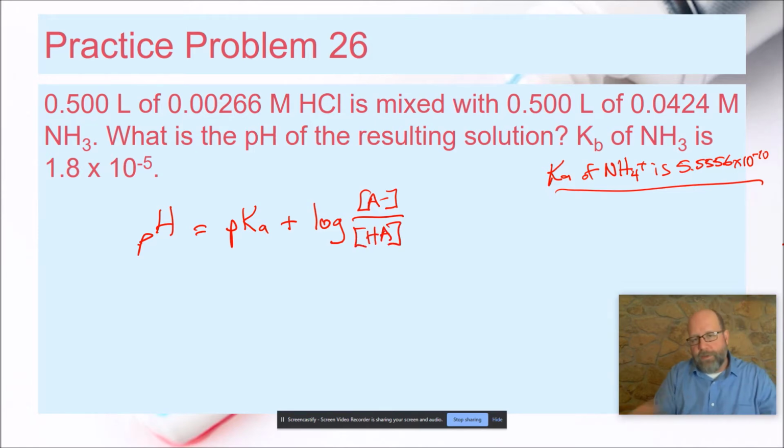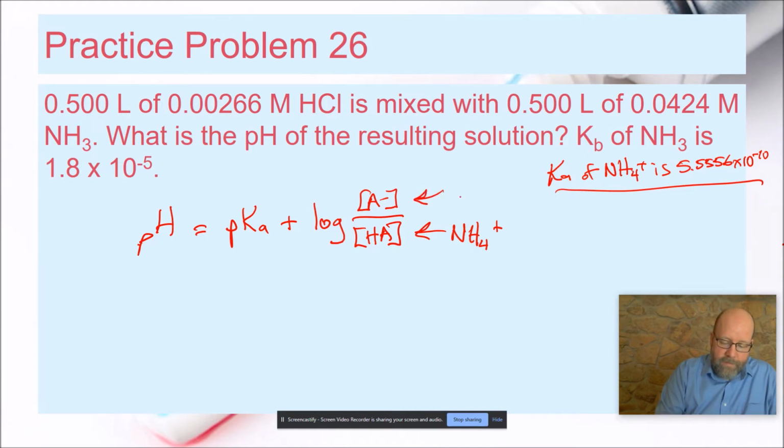Now, we could have done this to find the pOH. That's another way to do it, and that's fine. You'll get the same answer. It doesn't matter. I'm going to go ahead and show you this way. So in this case, our acid is the NH4+, and this is the conjugate base. It's NH3 because we flipped this thing around to get the Ka.